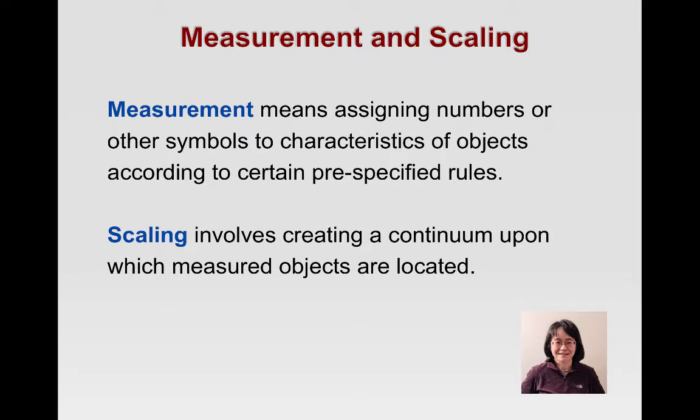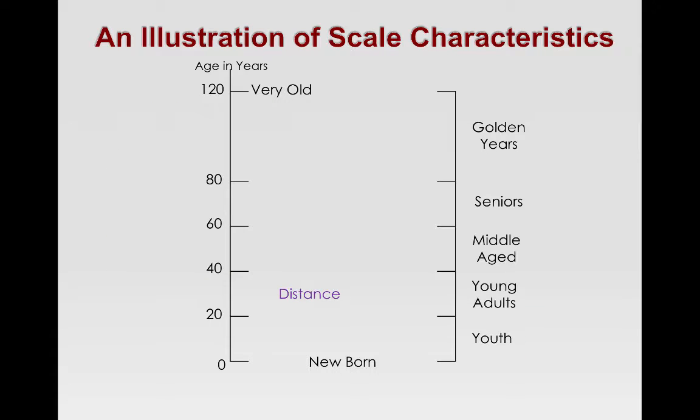Measurement is the assignment of numbers or other symbols to characteristics of objects according to set rules. Scaling involves the generation of a continuum upon which measured objects are located. The fundamental scale characteristics are description, order, distance, and origin. Description means the unique labels or descriptors that are used to designate each value of the scale. For example, people at the age of 120 are described as very old.